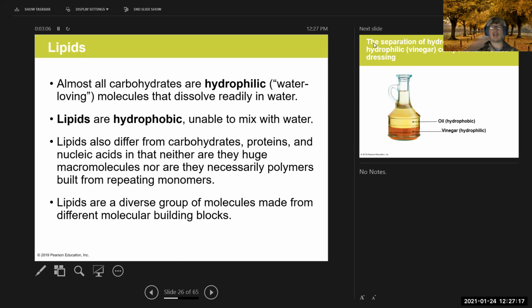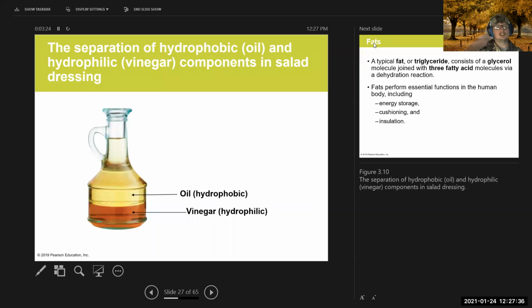And so lipids are actually made from different molecular building blocks depending on the type of lipid that we're focusing on. And so we're going to talk about triglycerols, phospholipids, and steroids in this discussion. So here we have an example of oil being hydrophobic and vinegar being hydrophilic, meaning that the oil will not mix with that vinegar solution. And so you have the separation of these two liquids in this container here.